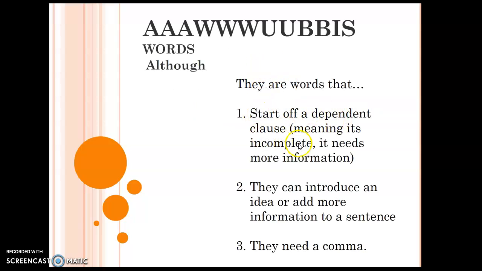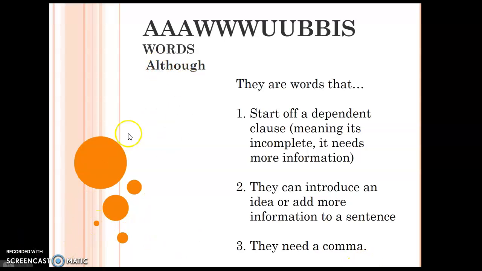AWUBS start off a dependent clause, meaning that it's incomplete, it needs more information, you need to fix it. All right, that's just good English. But I personally like you to use AWUBS because they intro more information and they basically create style and interesting sentence structure. You look smart because you're using a comma, you're telling me some information, kind of like a teaser, and then you comma and add to it to make it a complete thought.